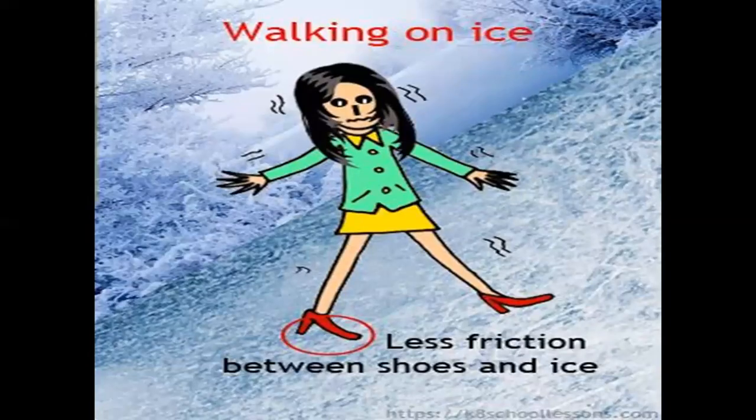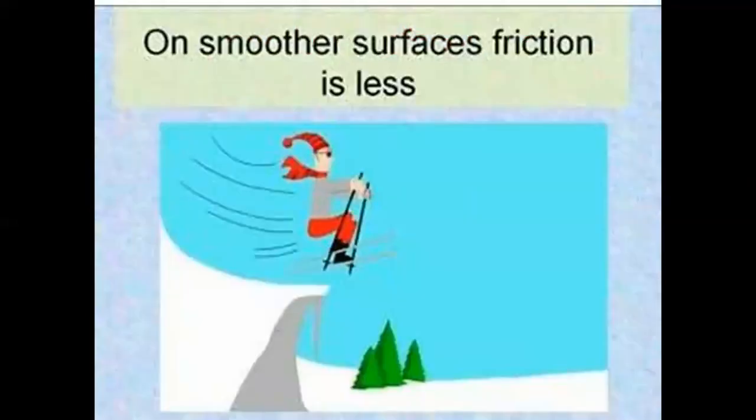Walking on ice, the ice is a very smooth surface, so less friction and more movement or great motion. On smoother surfaces, friction is less again.